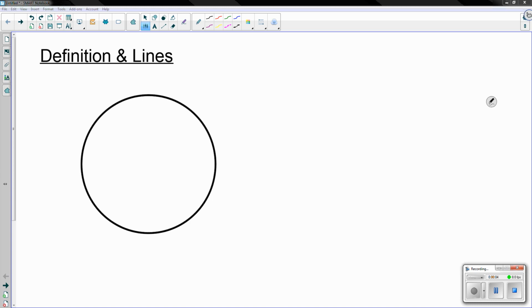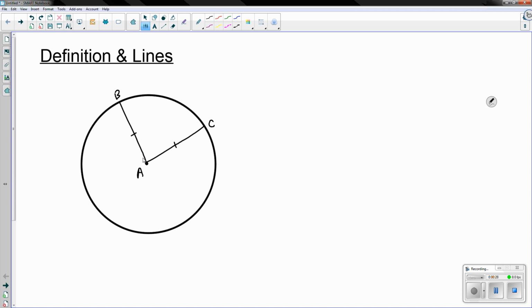A circle is a set of points that is equidistant from a center point. So I have a circle on the screen here. Let's say I introduce center point A. The distance from A to any point on the circle, let's say I call this point B, or to another point that I call C, by definition will be the same length. So AB is congruent to AC.